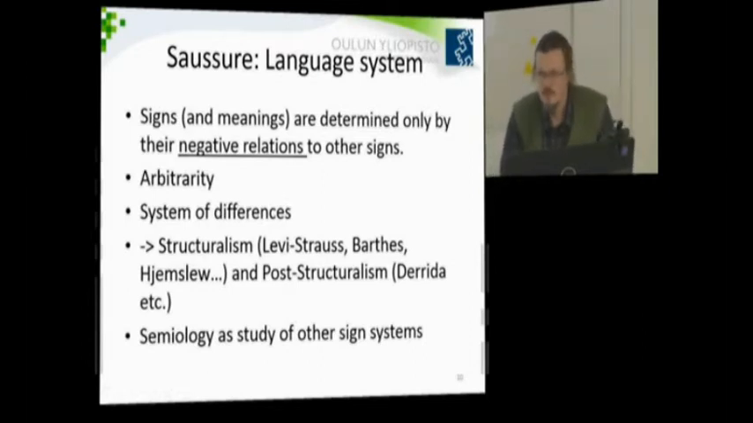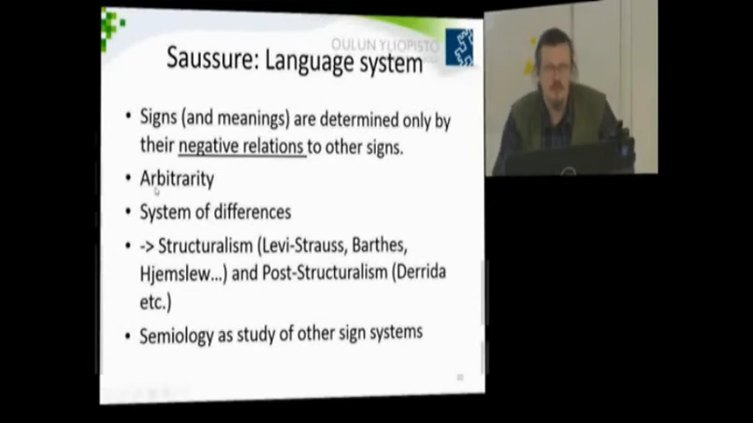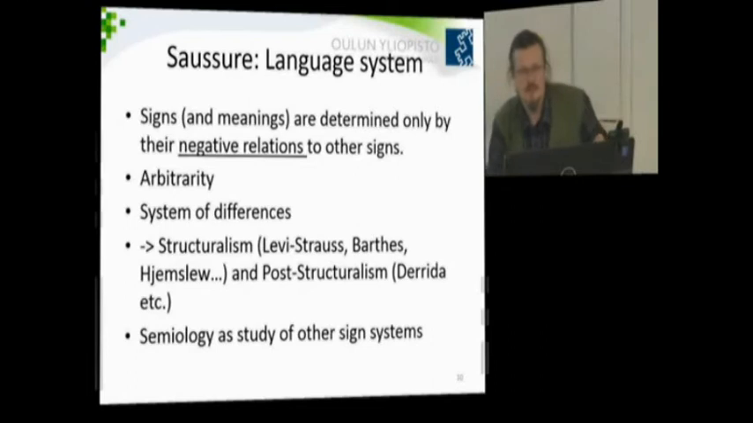And these two sides of a sign are connected together arbitrarily, so that in different languages there could be any expressions referring to any contents. And this system of differences then led to the development of structuralism proper in Europe by Claude Lévi-Strauss, Roland Barthes, Louis Althusser and so on, and then later to post-structuralism, represented mainly by Jacques Derrida.